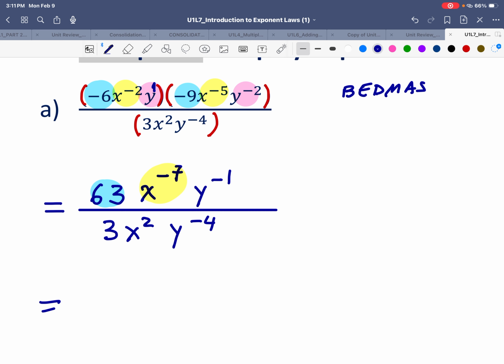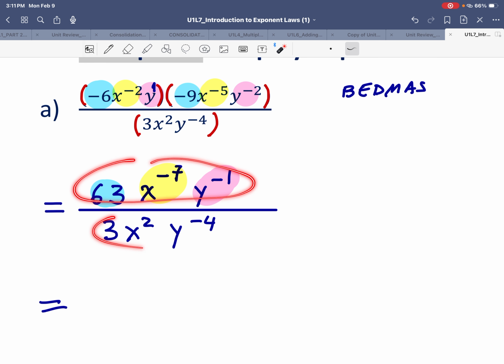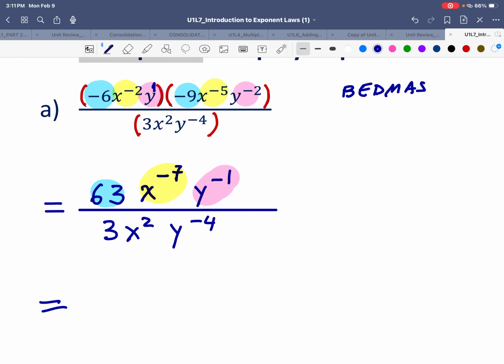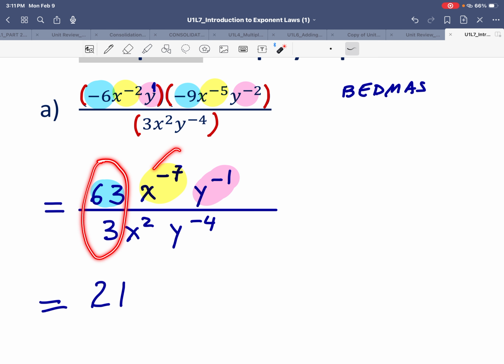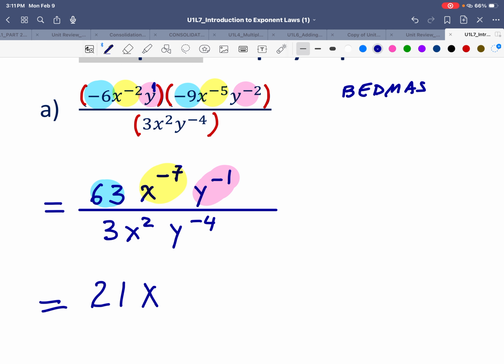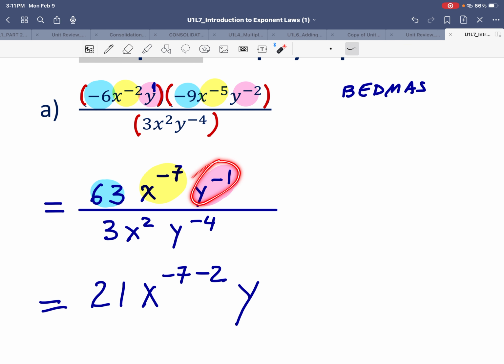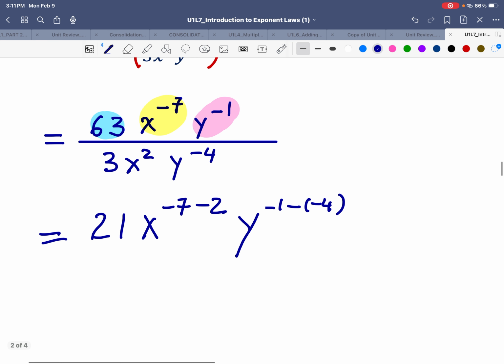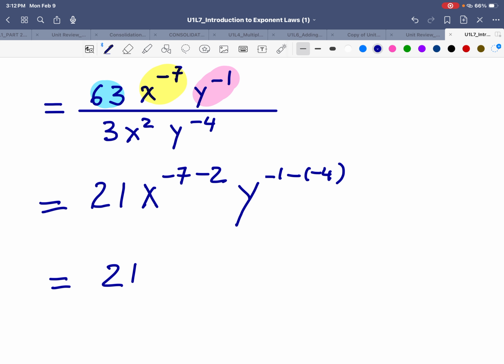So next, we will perform the division because there is nothing to simplify up and down here. 63 divided by 3, that would be equal to 21. So these are taken care of. X to negative 7 by x to negative 2 is x to negative 7 minus 2. And y power negative 1 divided by y negative 4 is going to be negative 1 minus negative 4. And here is a small little miracle just happened. 21 x to the power negative 7, and y, here is the miracle.